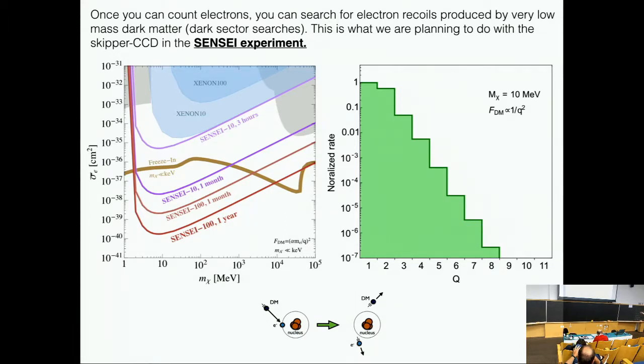a few minutes ago. And the SENSEI experiment, this skipper dark matter search with 10 grams of active mass. Remember the size that we were talking about before. This is 10 grams of active mass, and 3 hours of operation puts a limit that is better than the other experiments for this very low dark matter mass. And you know, you can look at 100 grams, 1 year. So this is what we are doing now. We have a project funded to develop this 100 gram, 1 year experiment.